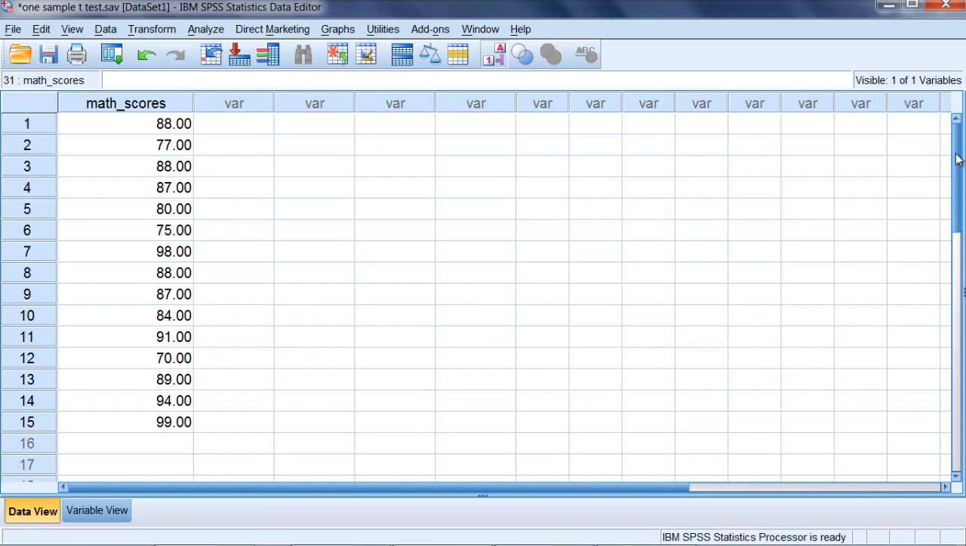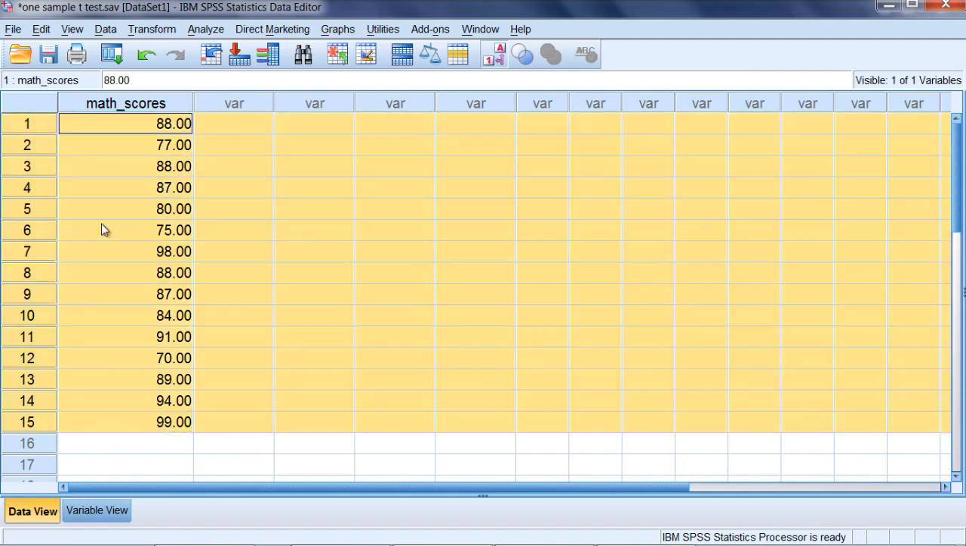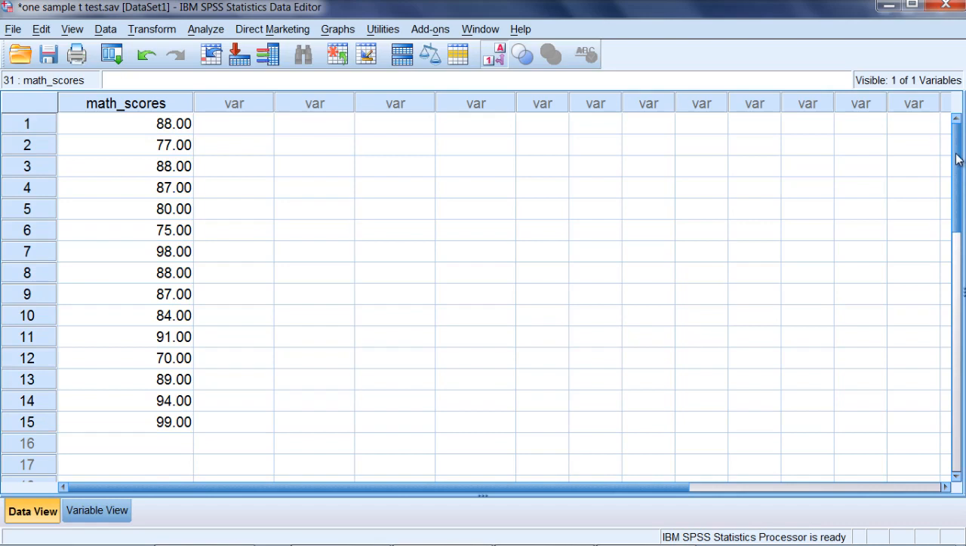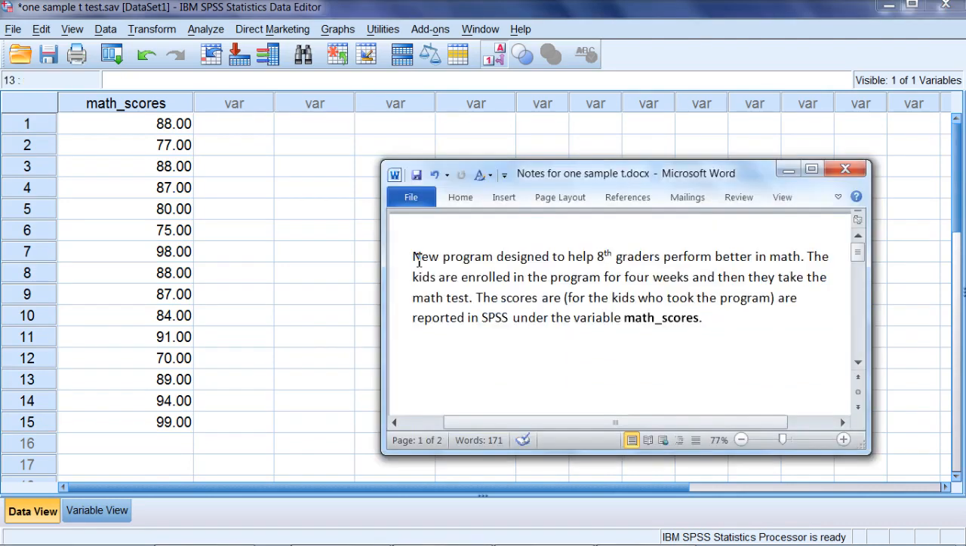In this video, we'll examine how to run the one sample t-test in SPSS. Here we have an example, as you can see on your screen, where we have a variable that's named math scores. On this variable, we have the math scores for 15 different people. As far as the background of this hypothetical study, suppose that an educational researcher was interested in investigating the effectiveness of a new program that was designed to help 8th graders perform better in math.